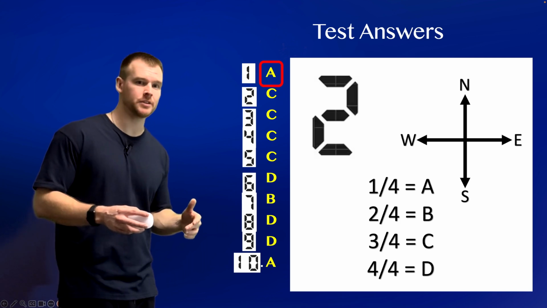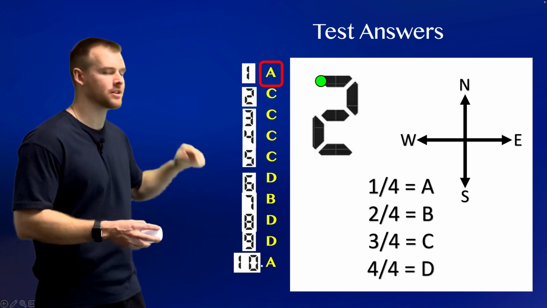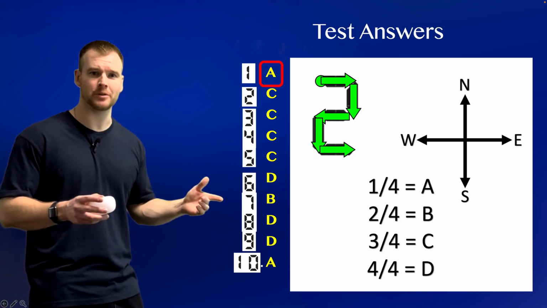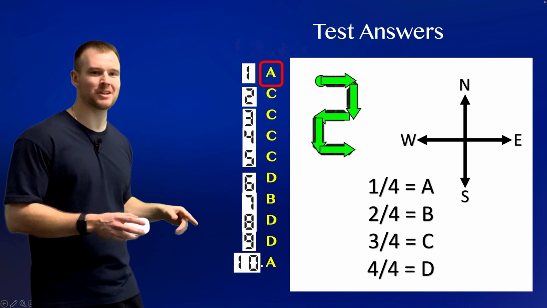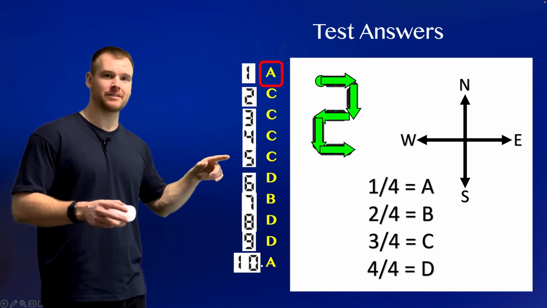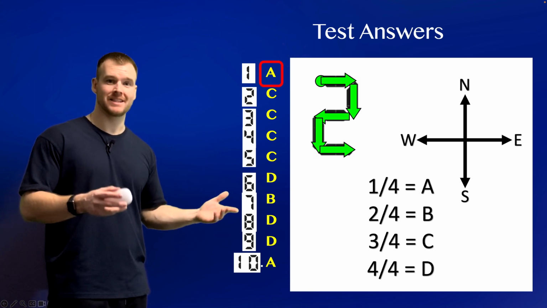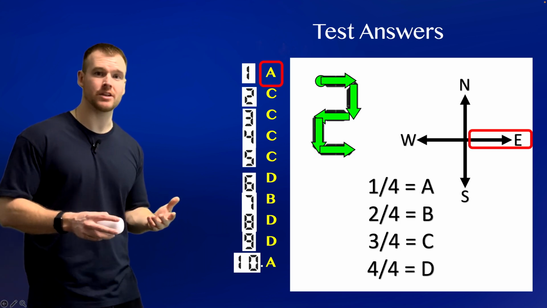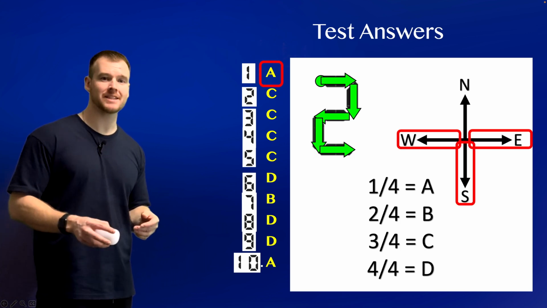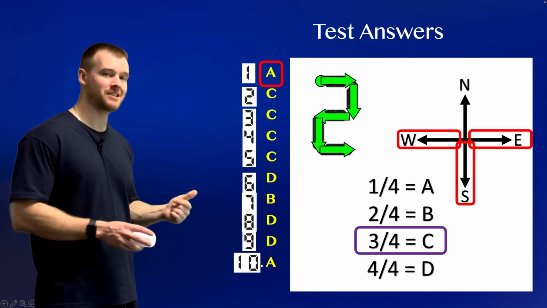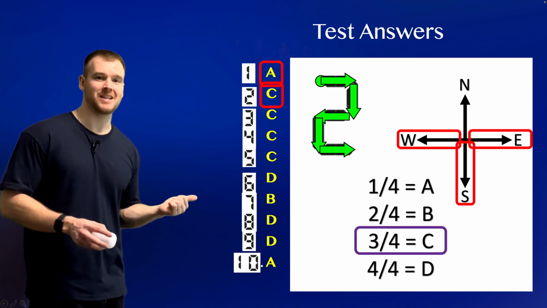Next question is number 2. I begin with my pen at the top of the page, and I draw the number 2. As I go to make the number 2, I see that I have to go to the right, down, left, down, and to the right, or east, south, and west. I use those 3 directions. Since I use east, south, and west, I use 3 of the possible 4 directions, and that makes the answer C, which we see it is in the key as well.